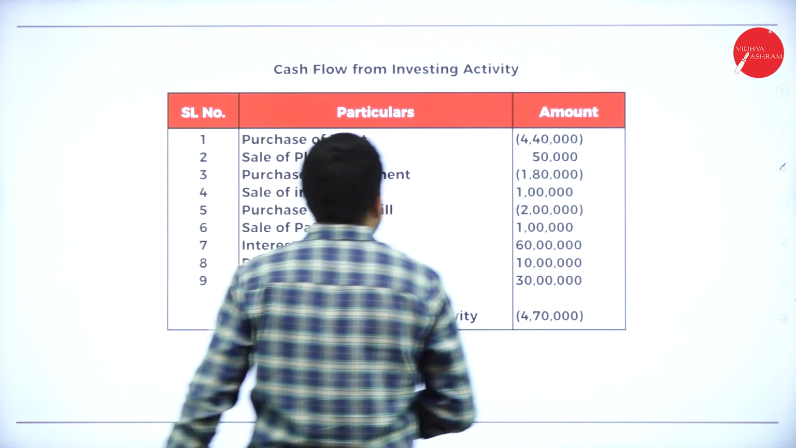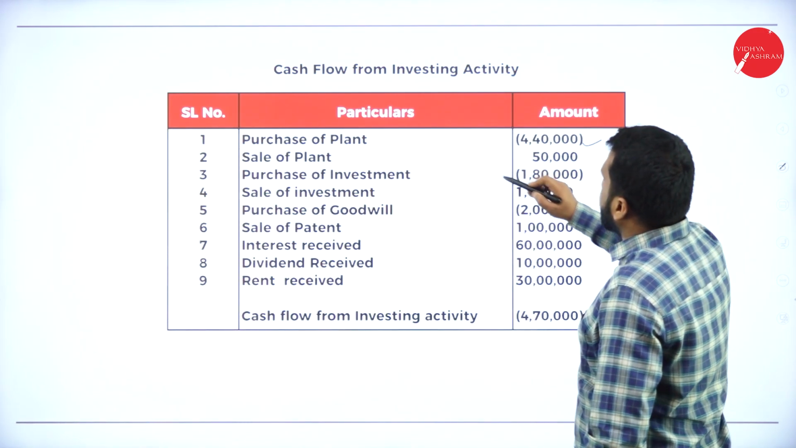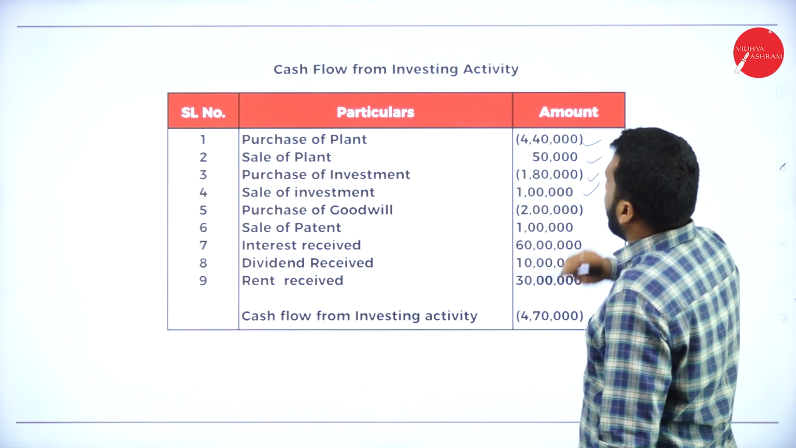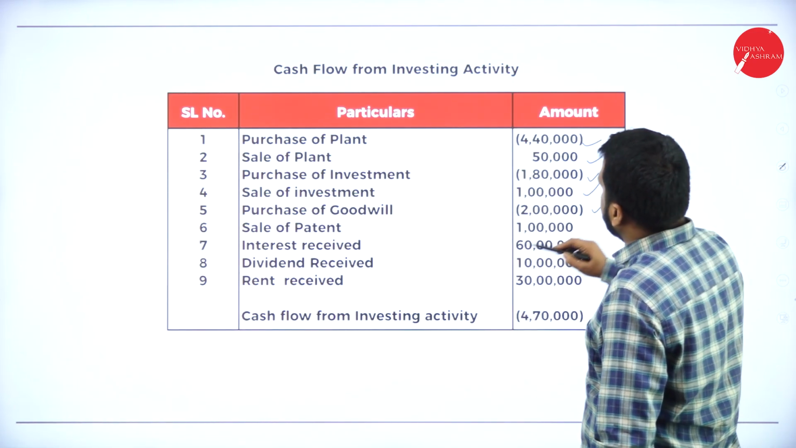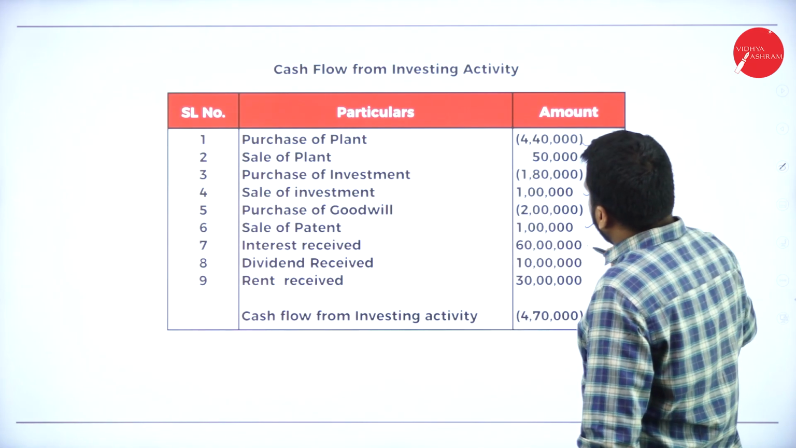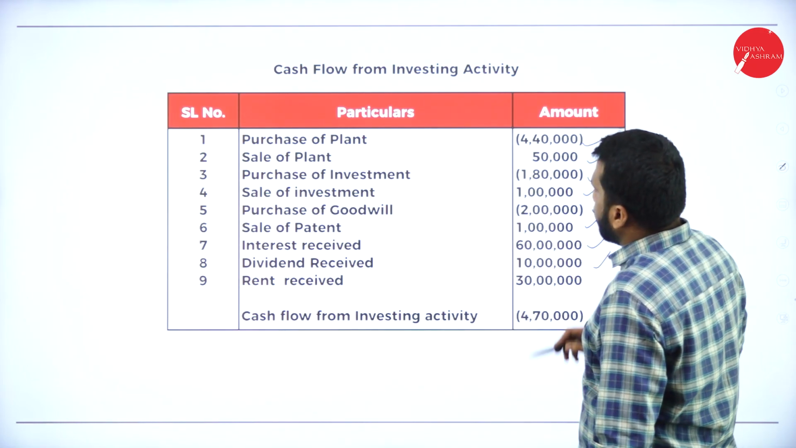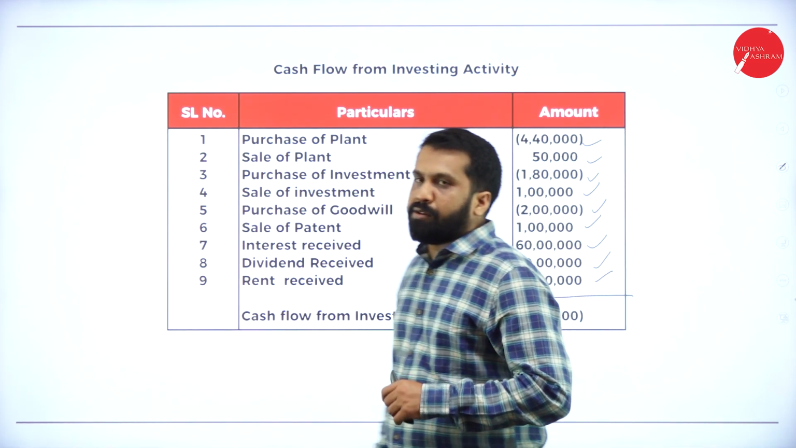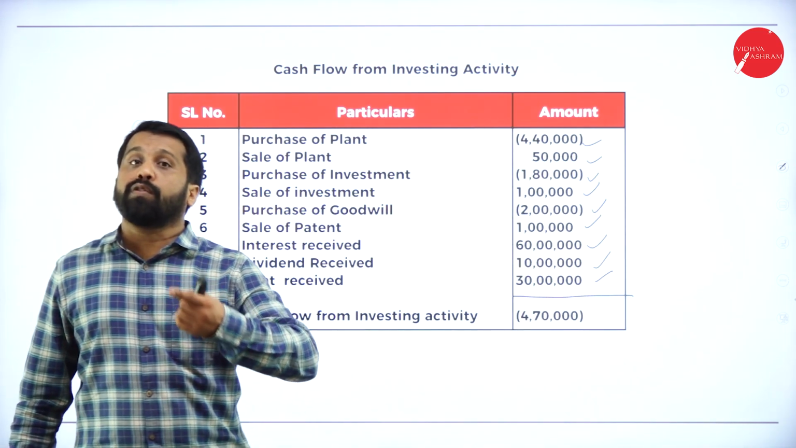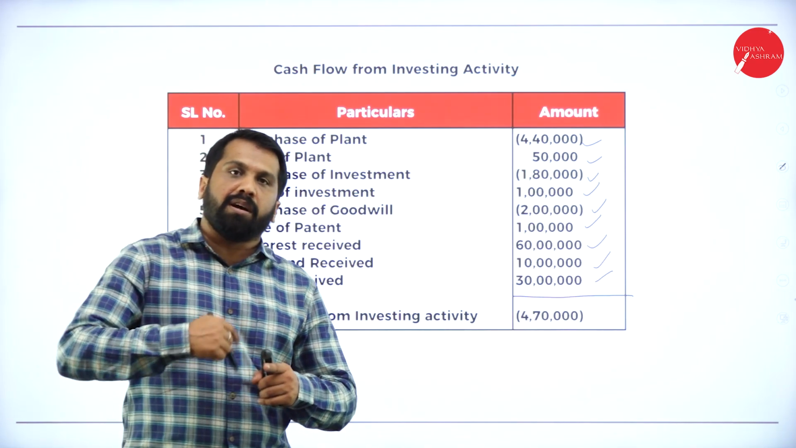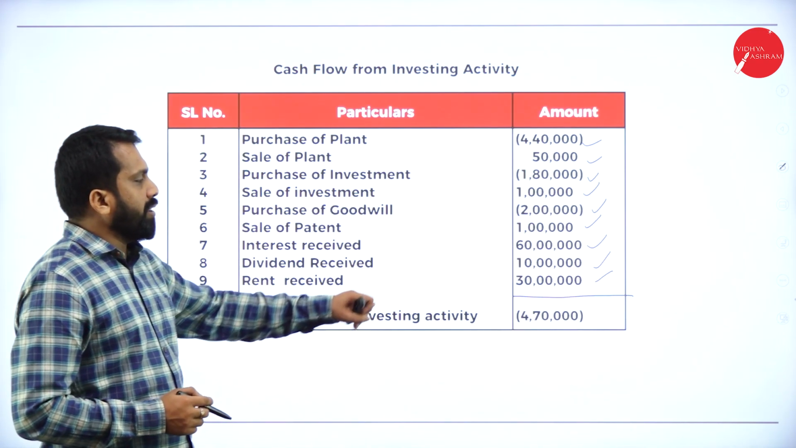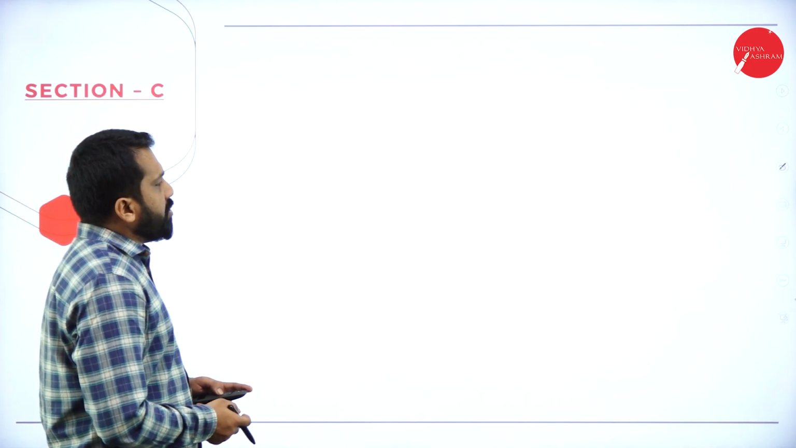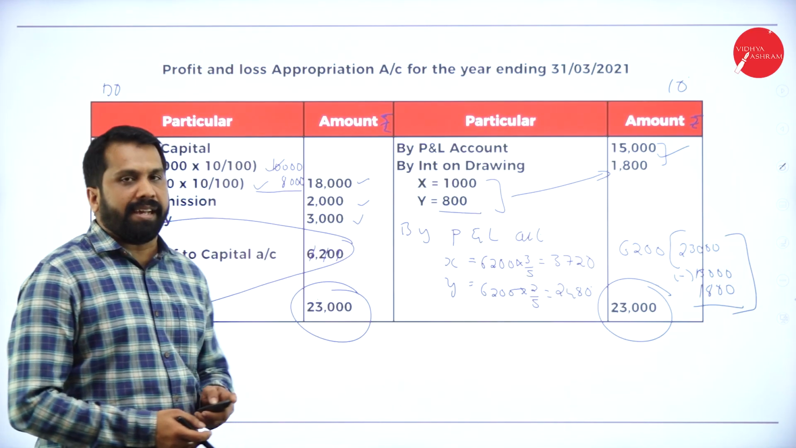See, purchase of plant minus, sale add, purchase minus, sale add, purchase minus, sale add, interest received add, dividend received add, rent received add. And your final answer you will get in negative value. That is a cash outflow. If it is a negative outflow, how much is it? 4,70,000 is your answer.